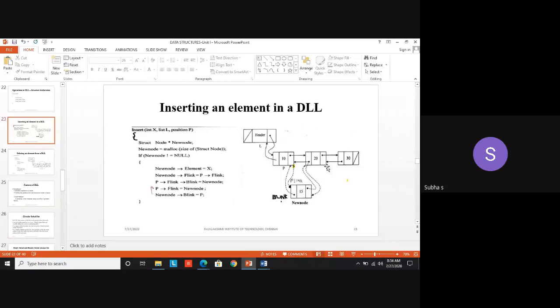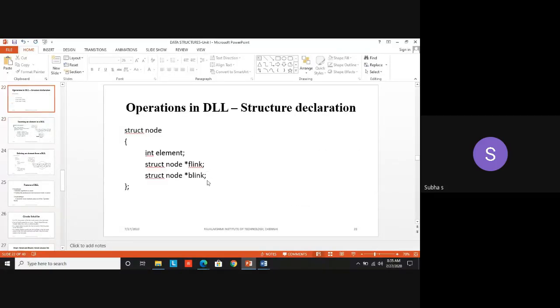When compared to singly linked list, what is the difference here? In doubly linked list, you have 2 pointers, a forward link and a backward link. A forward link points to the address of the next node. A backward link points to the address of the previous node. For your node, the data will be there and 2 addresses: its previous element and its next element will be pointed by the corresponding pointer. So you are using 2 pointers, F link and B link.